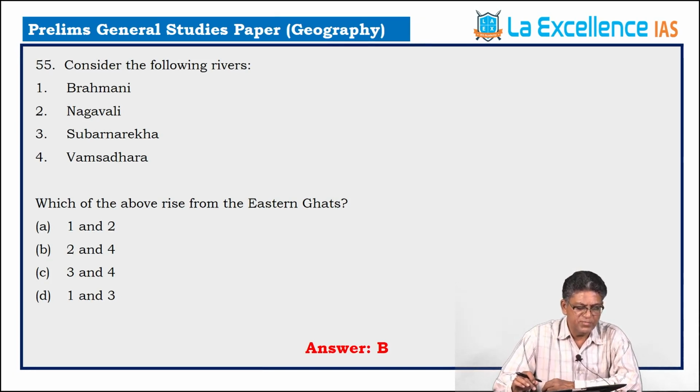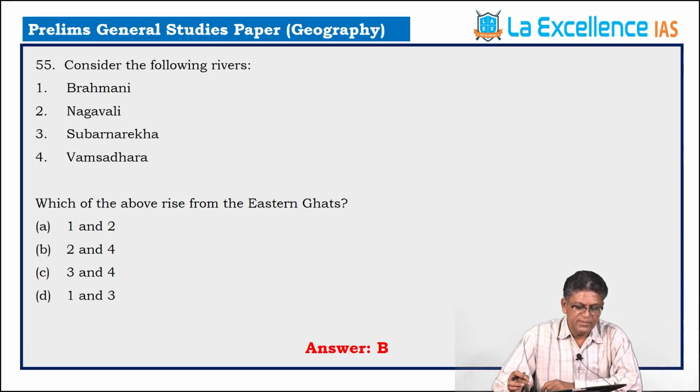4 rivers have been given in this question, which is 55 in booklet A: Brahmani, Nagavalli, Subarnareka, and Vamsadhara. Now the question is, of these rivers, which rise from the Eastern Ghats? So, when you do India's drainage system, as part of prelims, all of you will definitely go through the sources of these rivers, into which sea or ocean they would pour, what are their major tributaries, and what are the states which share the basin area of these rivers. That's how we generally prepare for these fact-based questions as far as India's river systems are concerned.